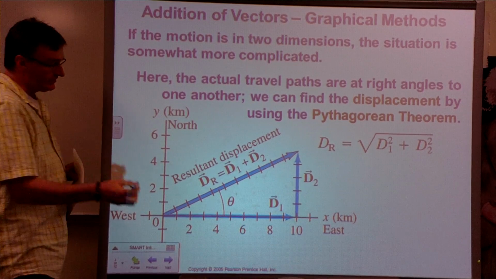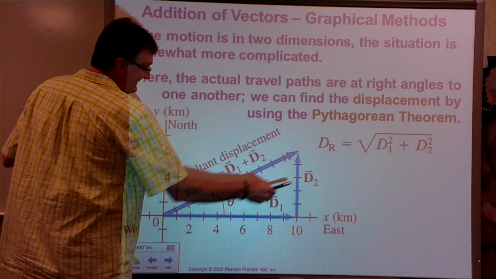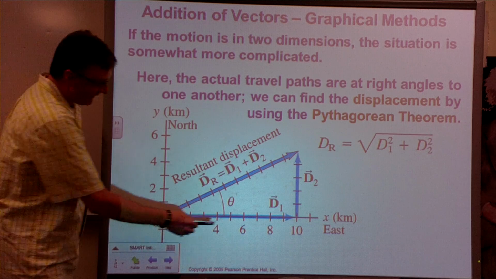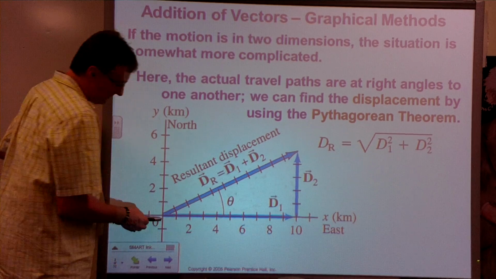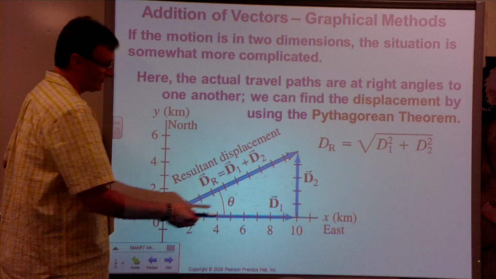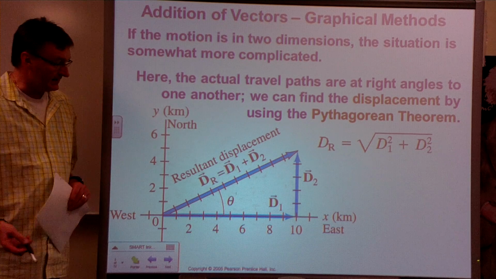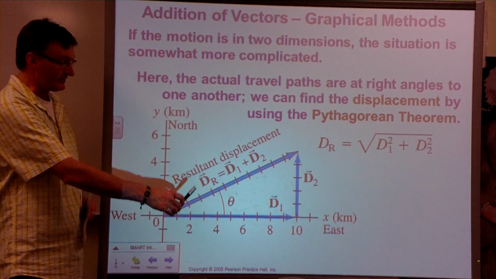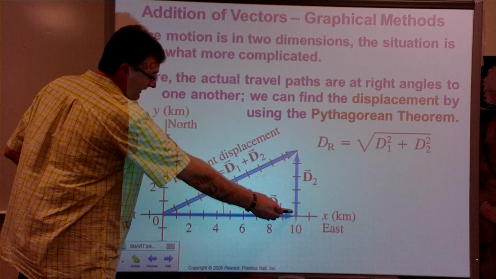Now we're going to add these two vectors together, D1 and D2. So how do we do that? Well, as you can see, we put them together in this way here. So now they're actually in 2 dimensions. What makes this example easy is that they're at right angles to each other. The one vector was directly east and the other was directly north. So we have a right angle here.